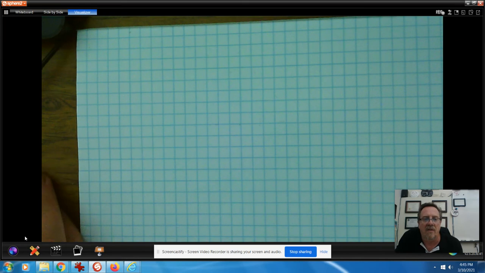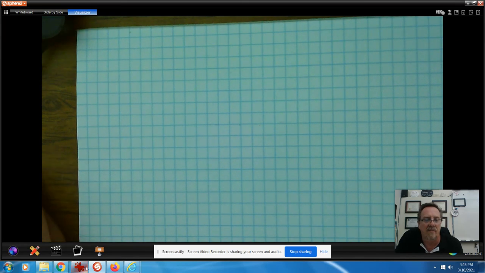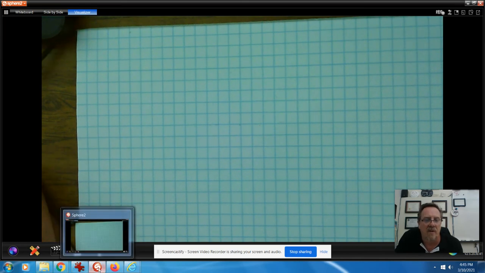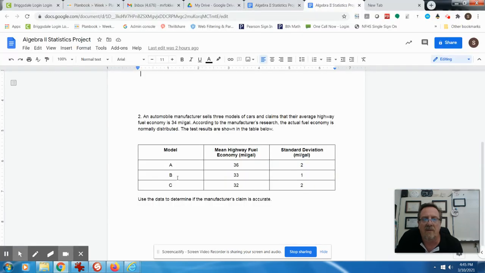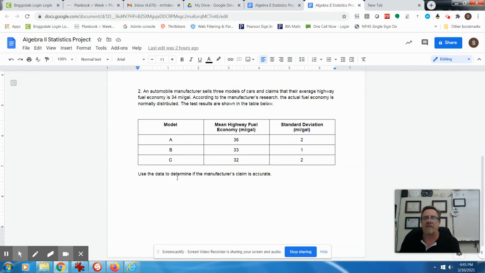Let's talk about the second problem on your project. And here's a similar one. This one says that an automobile manufacturer sells 3 models of cars and claims that their average highway fuel economy is 34 miles per gallon. According to the manufacturer's research, the actual fuel economy is normally distributed. Now, these are normal curves. That means that they're bell curves, right?